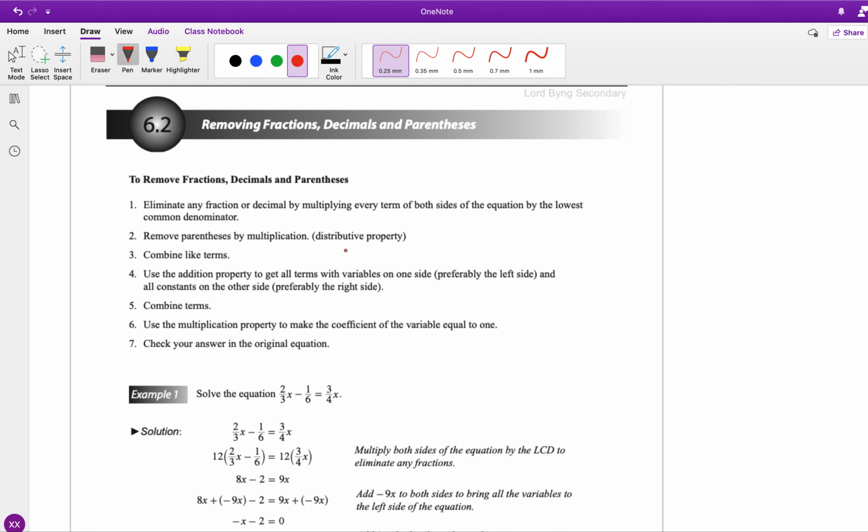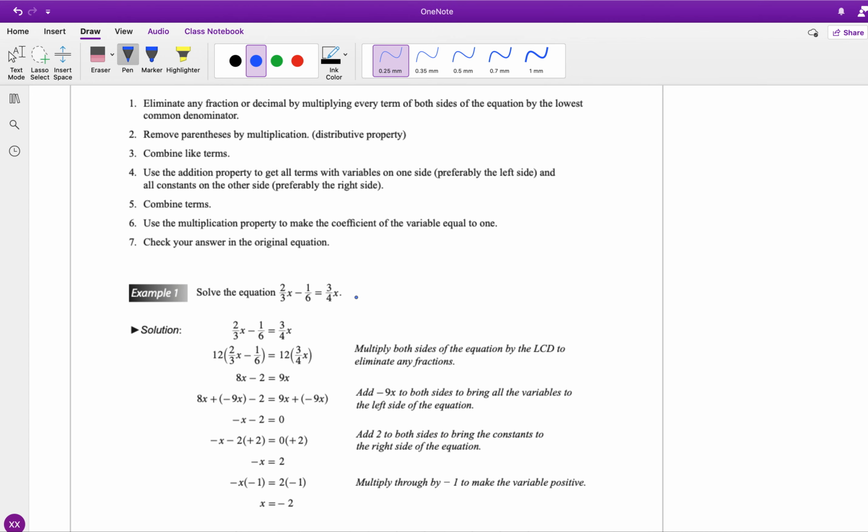Everyone, this is 6.2. Now 6.2 is just the extension of 6.1. Here it says removing fractions and decimals, and what does that really mean? It means, for example, you take a look at the coefficient of our variable x. They're all fractions. Even this number here is a fraction as well. So you could well imagine that before it could just be 2x.